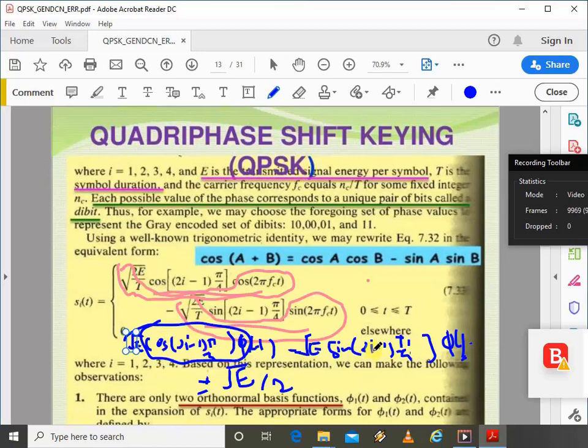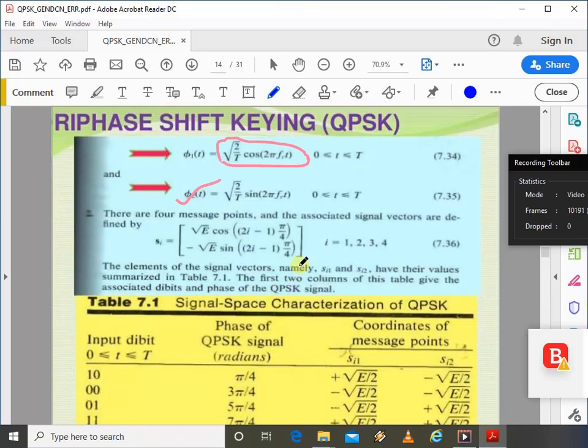Similarly here, by keeping i equal to 1, 2, 3, 4, sine of pi by 4 will be 1 by 2. For any value of i, this results in 1 by 2 only. So the result of this will be either plus or minus square root of E by 2 only. This is nothing but basically the magnitude of the four message points S1, S2, S3 and S4. Here, the magnitude of the coefficient.